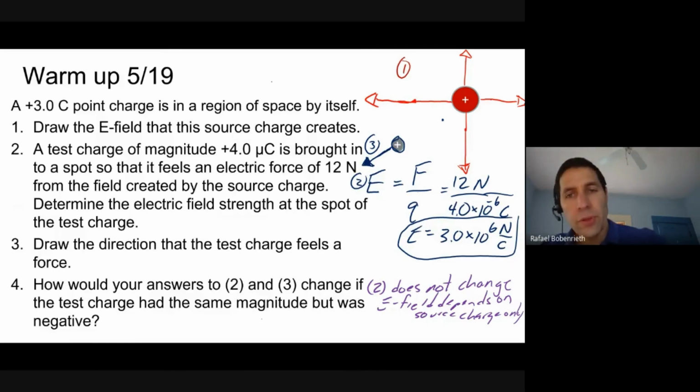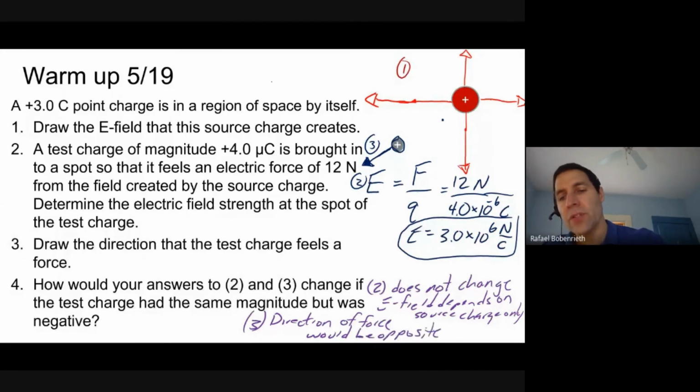So answer number 3: if it's a negative test charge, how is the answer going to change? Well, remember, if it's a negative test charge, then it's going to be drawn to that positive source charge. So the direction of the force would be opposite. Instead of being pushed away from the positive source charge, that negative test charge is going to be drawn towards it.